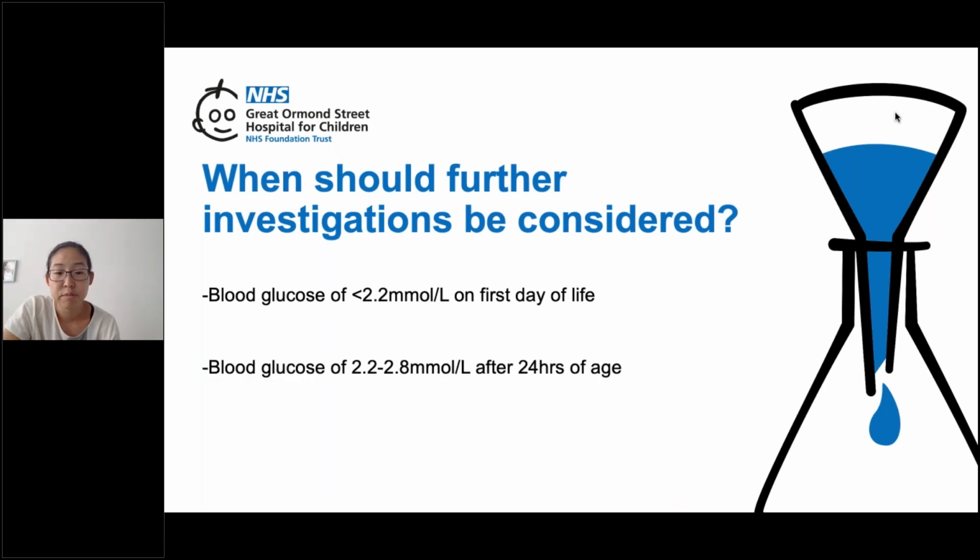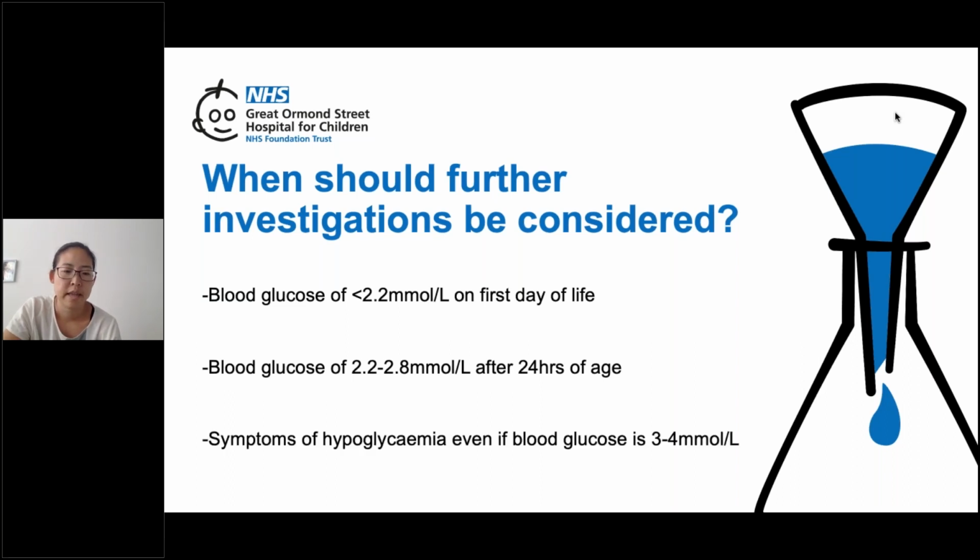A blood sugar of 2.2 to 2.8 after 24 hours of age. If it's easier, just remember less than 3. If you're more than 24 hours of age and it's less than 3, you need to investigate. And then symptoms of hypoglycemia, even if blood glucose is 3 to 4. This is when you should start performing further investigations.